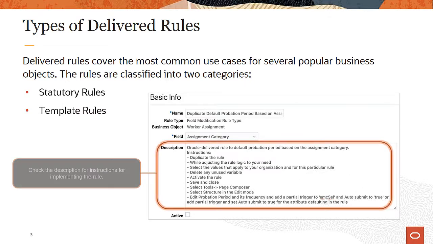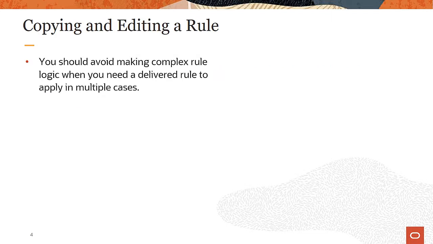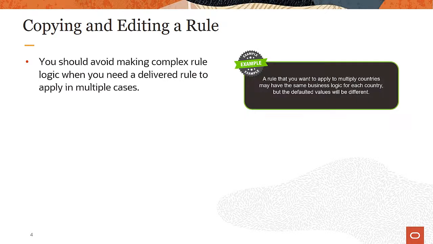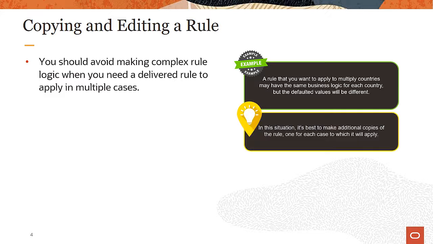When working with delivered rules, you need to check the description in the basic info section. It includes instructions on how to implement the rule. You should avoid trying to make your own copy rule apply to multiple cases. The logic may become unwieldy. For example, you may need a rule to apply to more than one country, but a defaulted value changes based on the country code. In this case, it's probably best to make a version of the rule for each country rather than try to cover several countries in the logic of one rule.